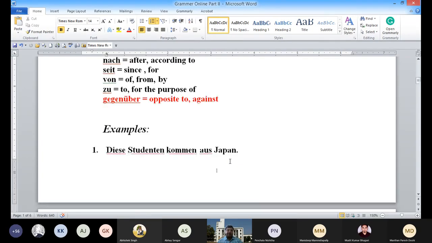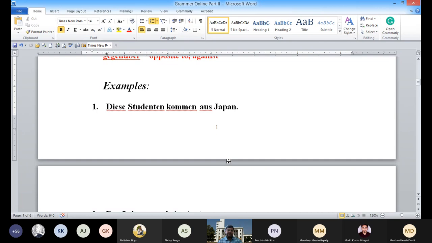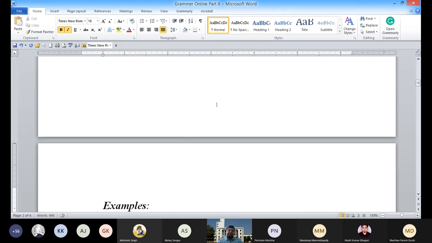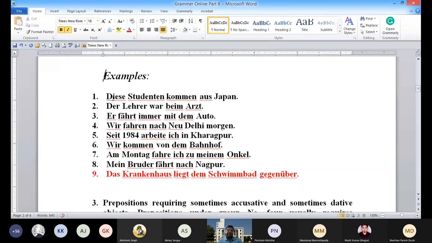Now, let me give some examples. These are the examples, like "Die Studenten kommen aus Japan." So you have already learned this kind of thing: whenever "aus" is used and after that a noun is there, it tells the people belong to that country or place.